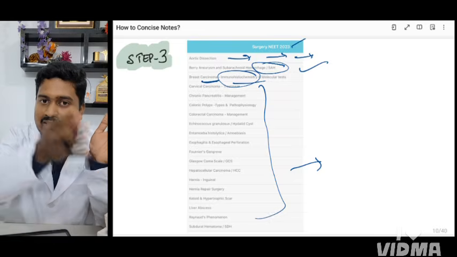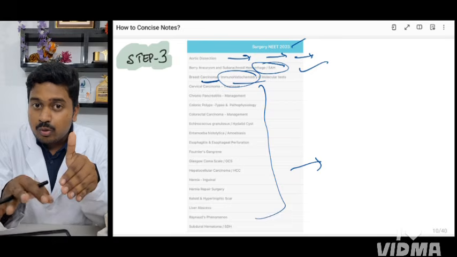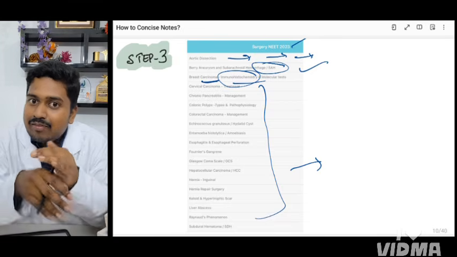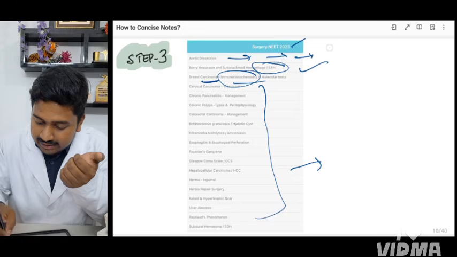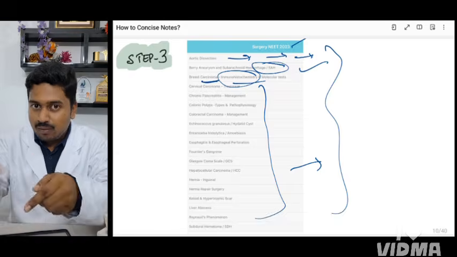Similarly, I'll do this for the last 5 years NEET PG, last 2 years INICET and last 2 years FMG. It will take me around 1 to 2 hours, but this is going to be extremely useful, because let's say even after condensing everything, you're not able to revise in the last 10 days, you will just go through these highlighted topics of your notes. You don't have to study this now. You first highlight it. I'll tell you what is the next step.